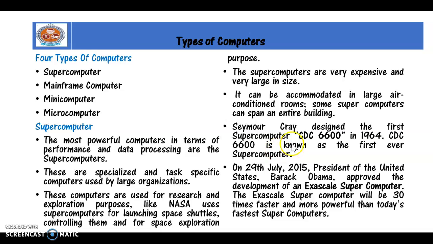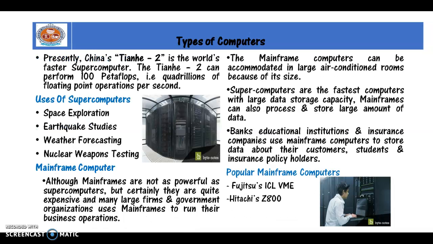The first supercomputer, known as the CDC 6600, was designed by the scientist Seymour Cray in the year 1964. Then in 2015, the President of America, Obama, approved the development of another supercomputer known as the XL supercomputer, which is about 30 times faster and more powerful than the fastest supercomputers available today.